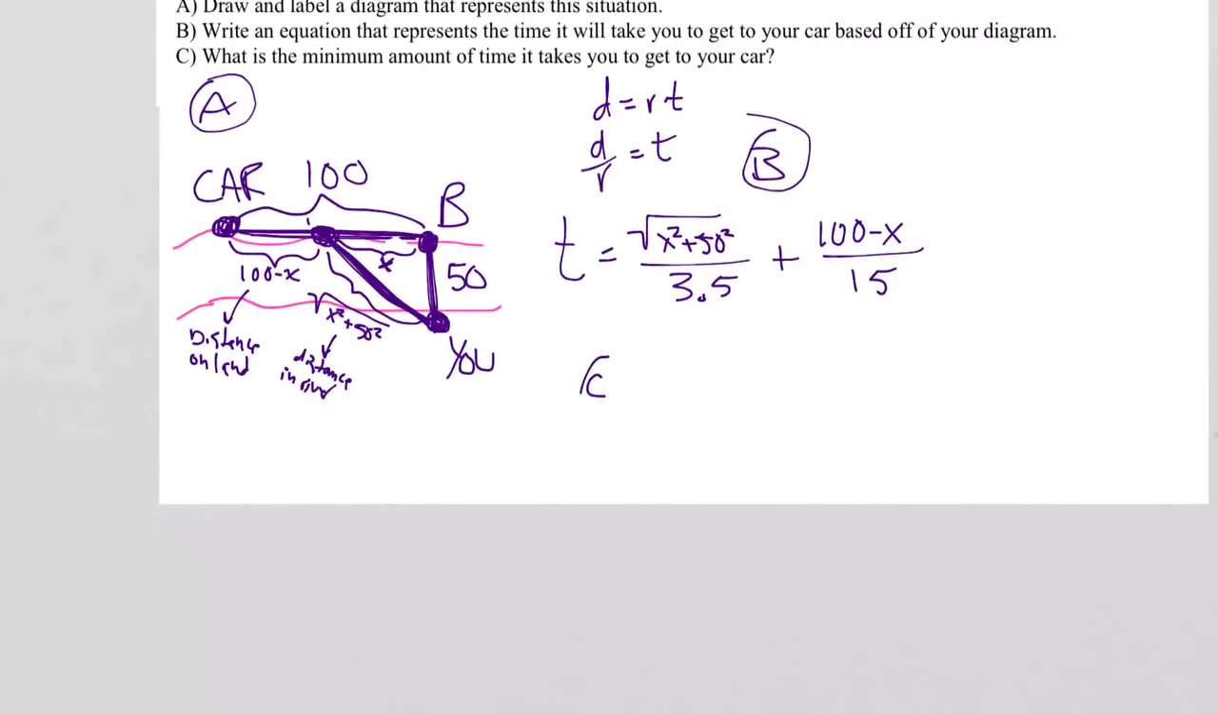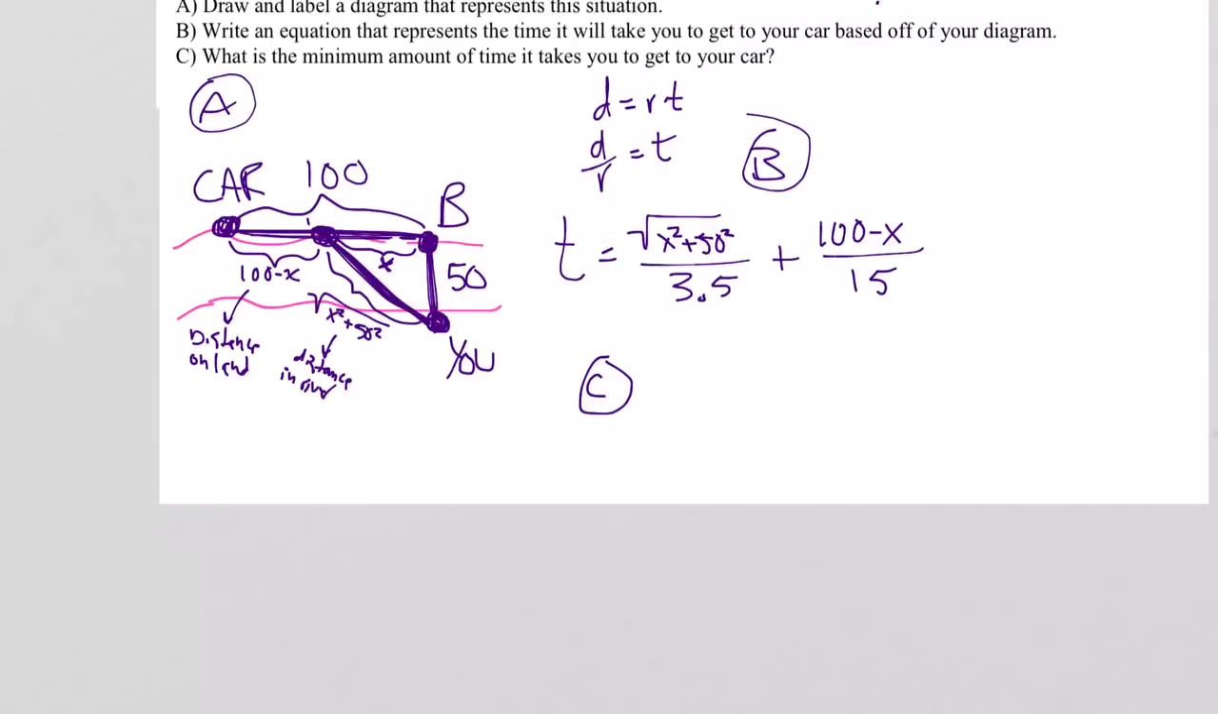Well, that is a calculator problem at this point. So on your calculator, we need to graph this. How do you find a good window? Well, think about x values. If I went straight to B, x would be 0. If I went straight to the car, x would be 100. So x min should be 0, x max should be 100, and then just do a zoom fit, and you should get a pretty graph.